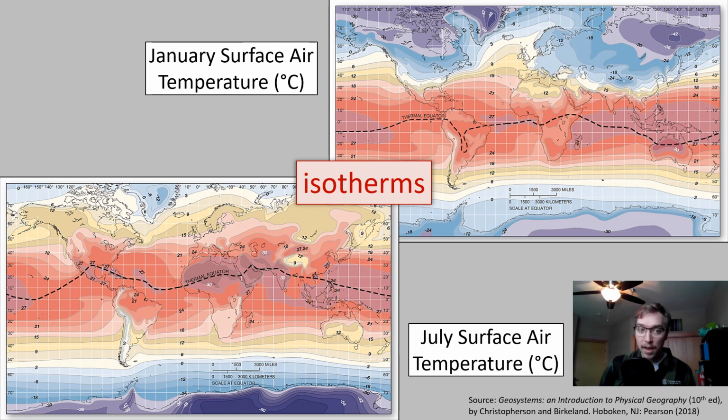Likewise, in July, that thermal equator jumps up to the northern portion, north of the equator, and follows close to that 23.5 degrees north latitude. Again, because our subsolar point, where we're seeing the most incoming solar radiation, or insolation, is north of the equator.